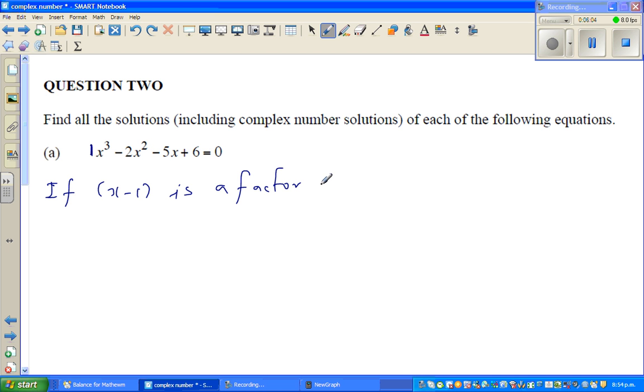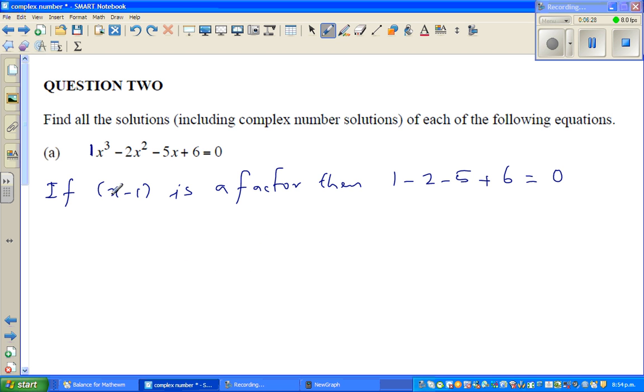So the sum of coefficients should be 0. So 1 minus 2 minus 5 plus 6. Is it 0? Yes, it is 0. So the sum of coefficients is 0, so x minus 1 is a factor.